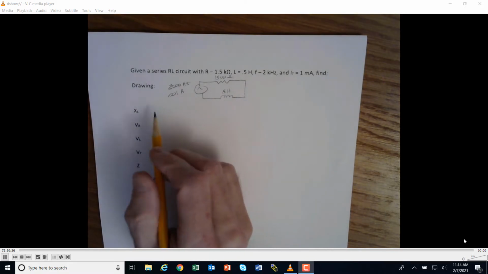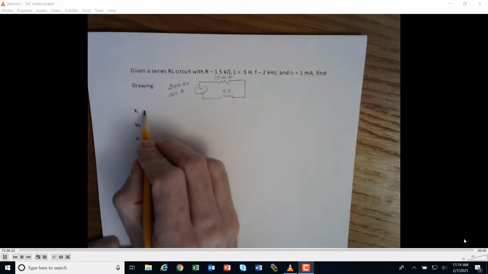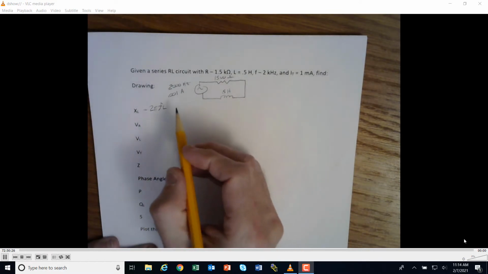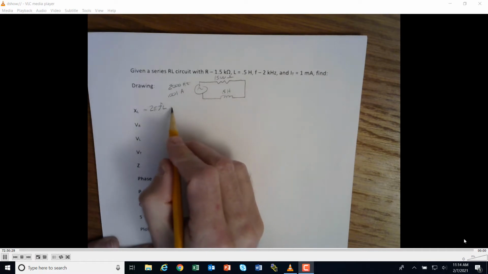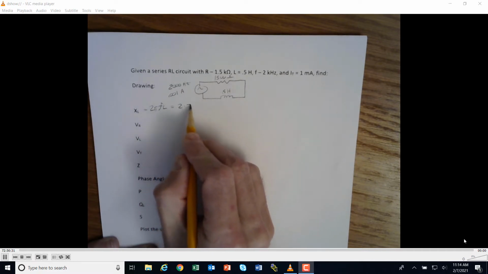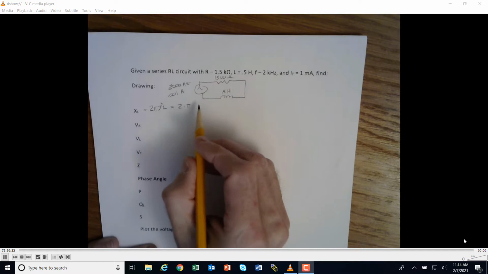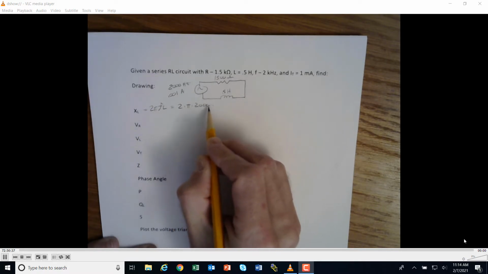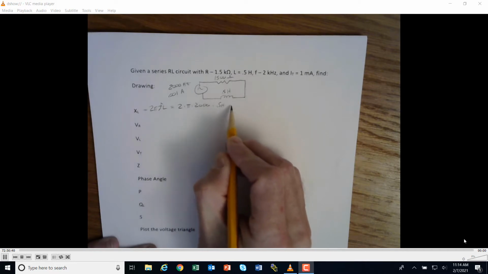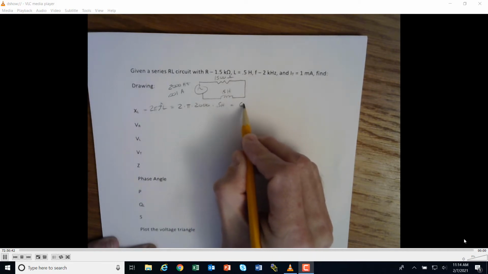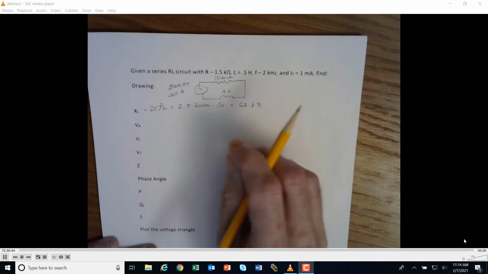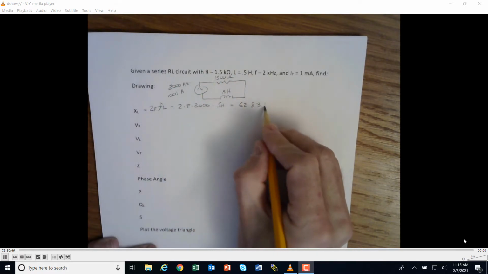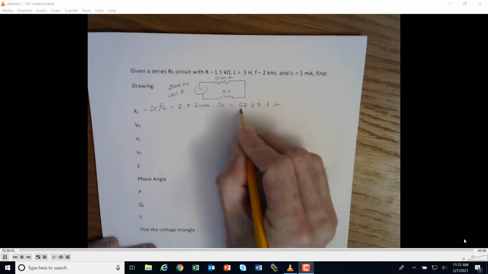So we'll start with my XL, which is going to be 2 pi frequency times my inductance. So this is pretty high frequency, so that's going to have some pretty high inductive reactance. 2 pi times 2,000 frequency times 0.5 henries is going to give me 6,283.18 ohms. So there's my first one right there.